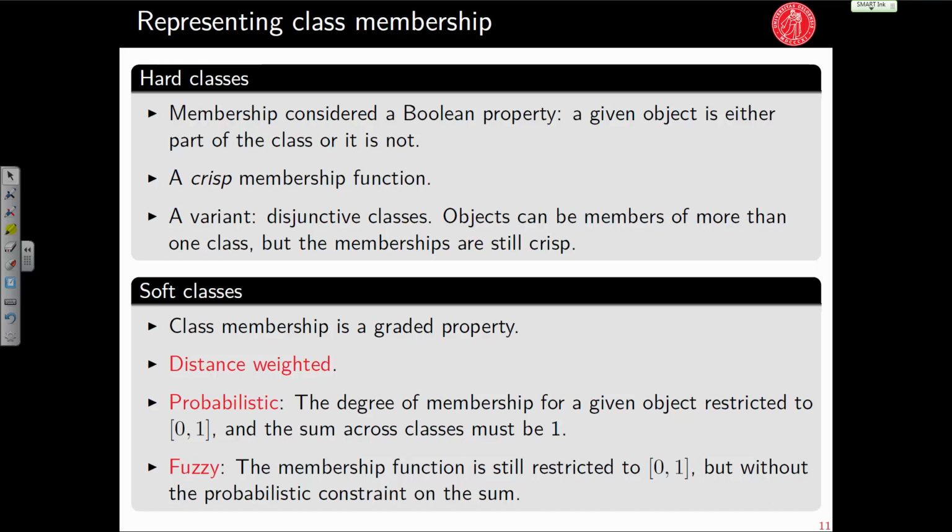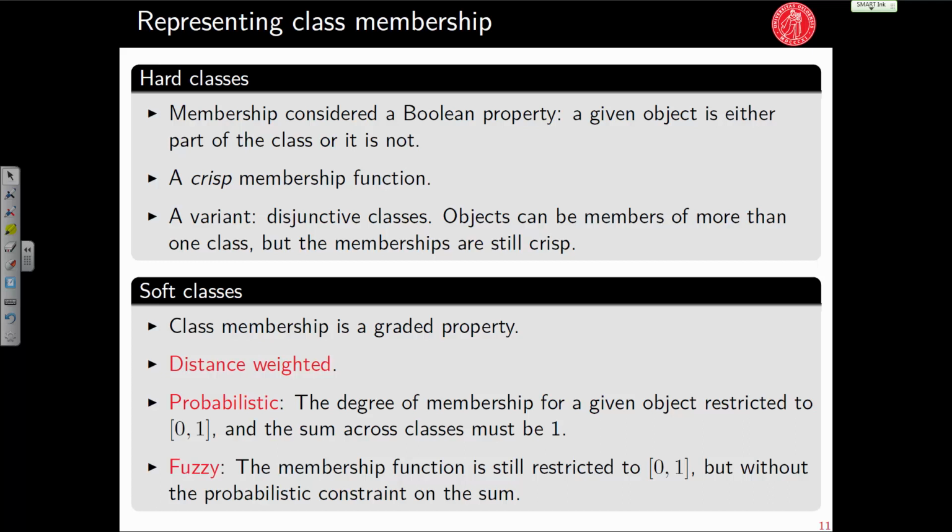In the probabilistic way, the degree of membership is of course restricted between 0 and 1, and the sum of all class memberships for a given object should be 1 in order for the probability to be true. So a document is a member of class China with probability 0.4 and UK 0.6. Fuzzy membership, on the other hand, is also restricted to between 0 and 1, but without this probabilistic constraint on the sum, meaning that it can be a member of China by a value of 0.6 and UK by 0.6.